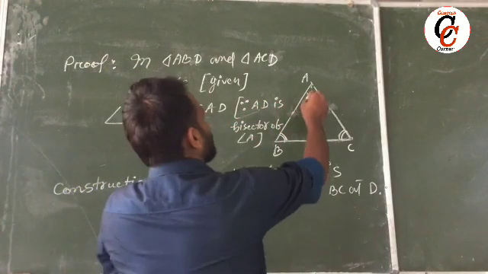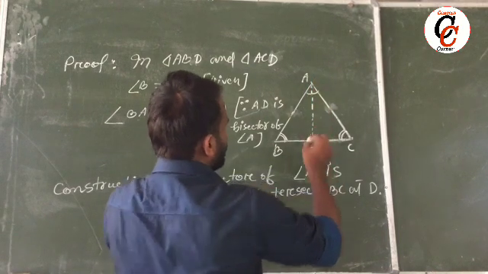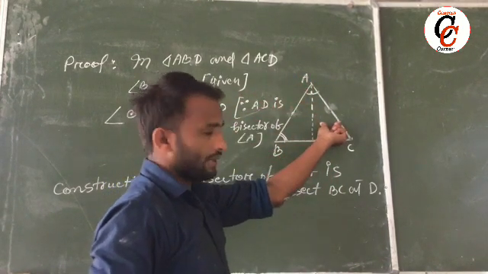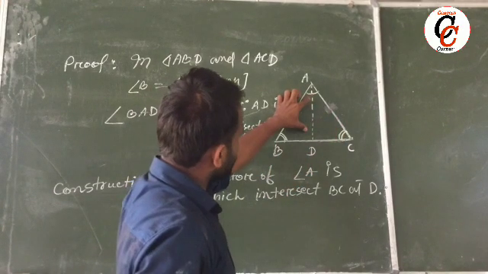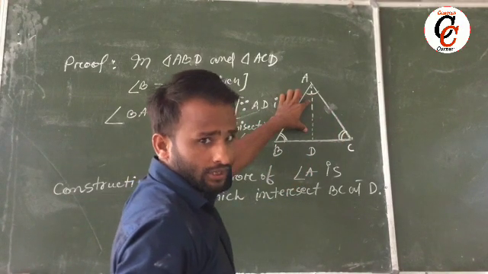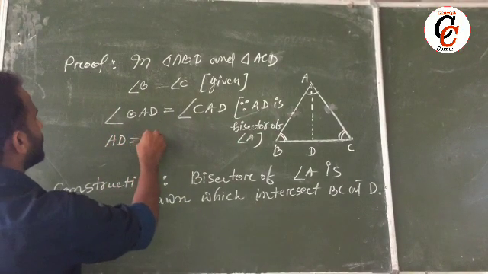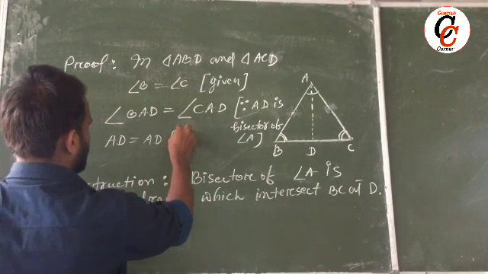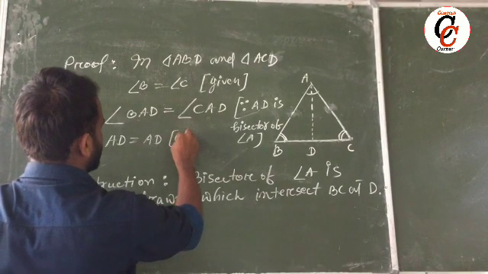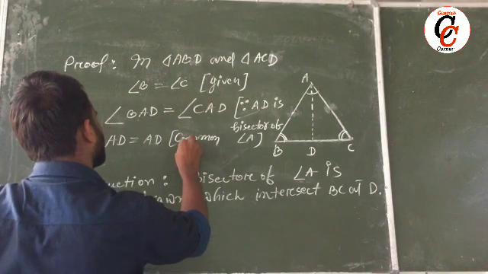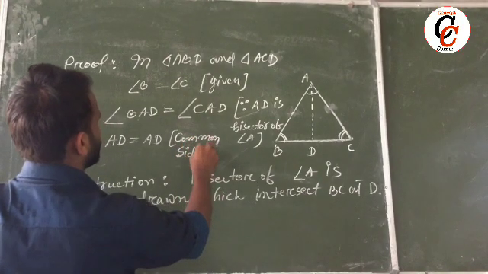Again see, side AD is present in triangle ABD and also in triangle ACD. So AD is the common side of both the triangles. So AD is equal to AD, common side.